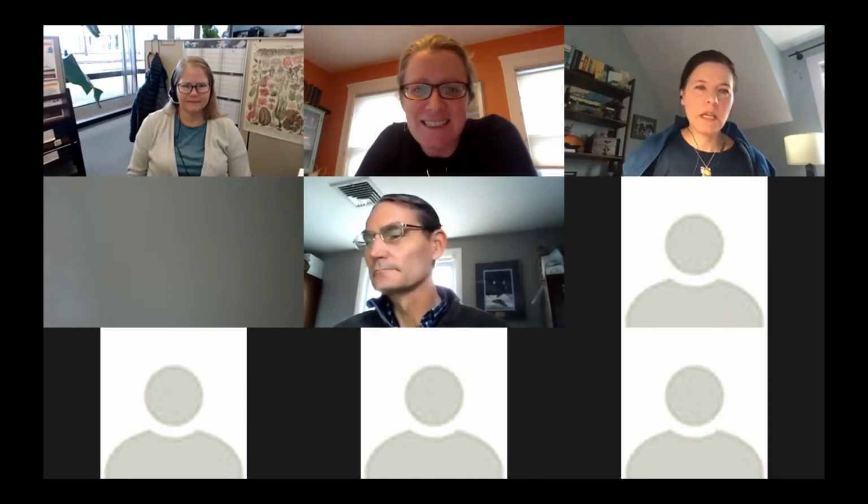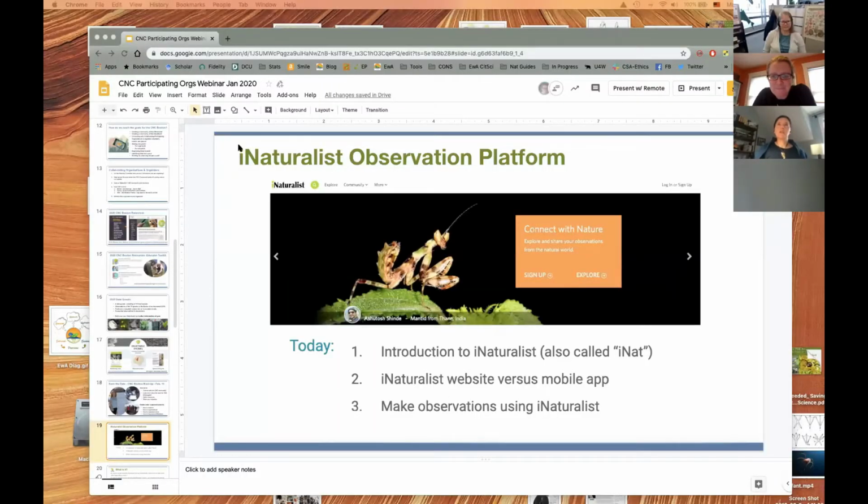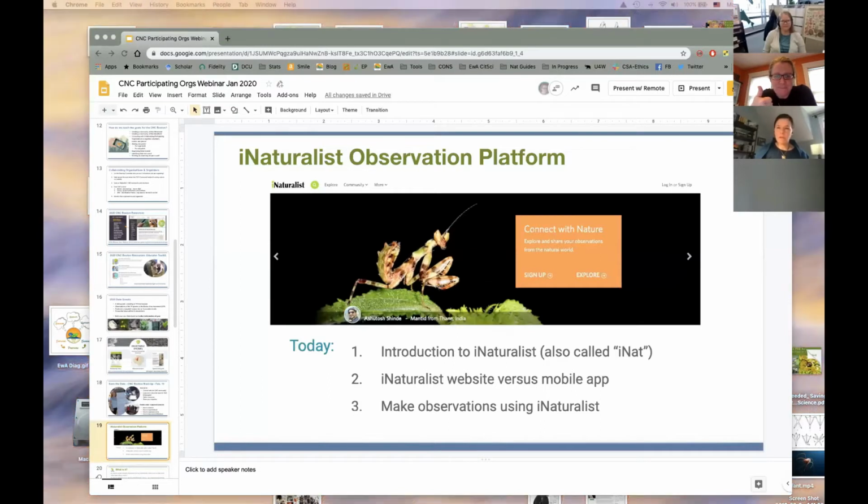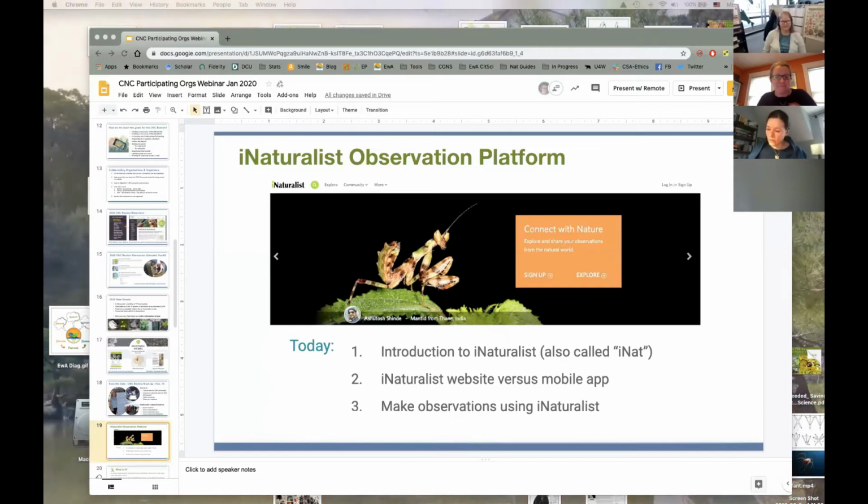basics of iNaturalist. Yeah. So let me share my screen to see what people see. There we go. Can you see the iNaturalist observation platform? Okay. And actually, it's a good segue talking about collaborating or organization, because I think that we are one of the perfect examples of that.